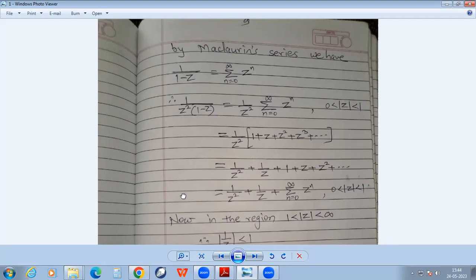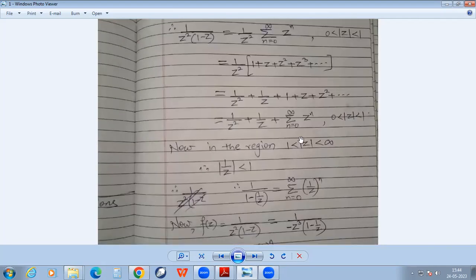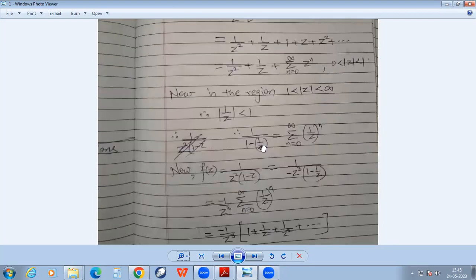Now the second expansion will take place in the exterior region of the disk, so 1 less than mod z less than infinity. What this means is 1 by z will have modulus less than 1. So we can expand 1 upon 1 minus z as per our rule. Up till now we were talking about 1 upon 1 minus omega, and that was summation omega raised to n. Same thing will happen here. 1 upon 1 minus 1 by z will be summation of 1 by z raised to n. Are you following me?